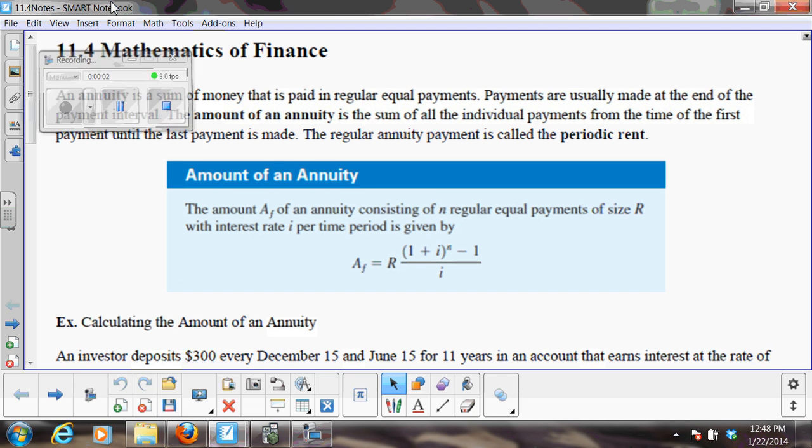This is section 11.4, Mathematics of Finance. This is where we're going to get a couple different formulas for the different types of accounts we may have, such as annuities. That's basically what we're talking about today is annuities. So I'm not going to read the top to you. You can read that on your own.